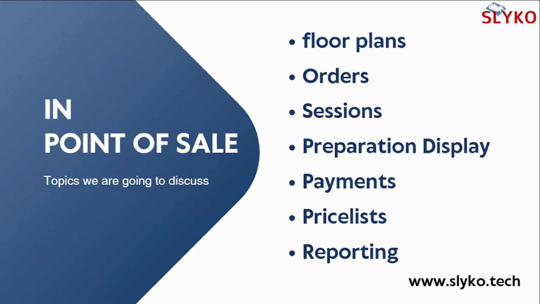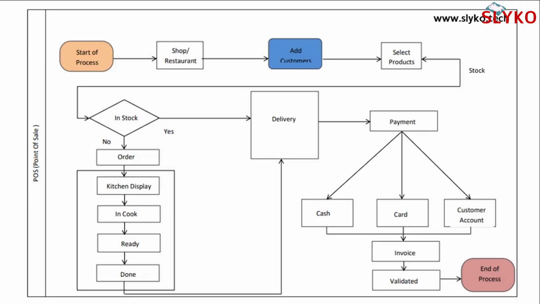In this video, we are going to discuss the topics: floor plans, orders, sessions, preparation display, payments, price list, and reporting. This is the flowchart of the Odoo point of sale.